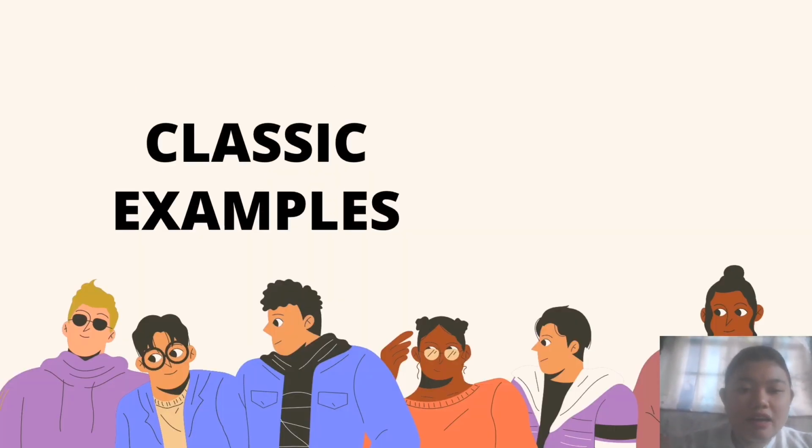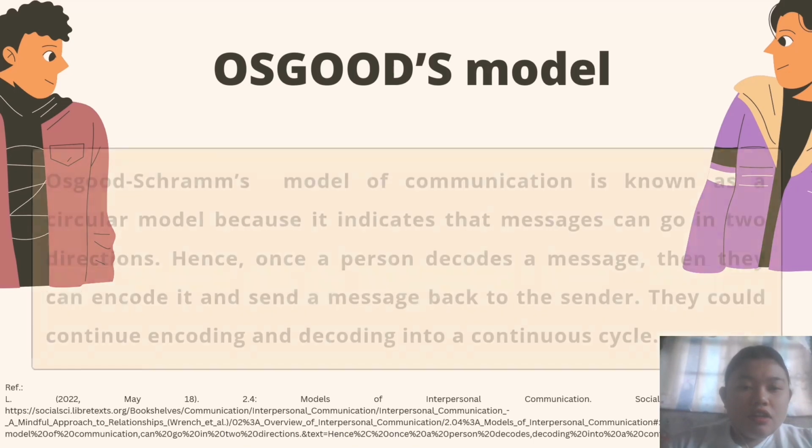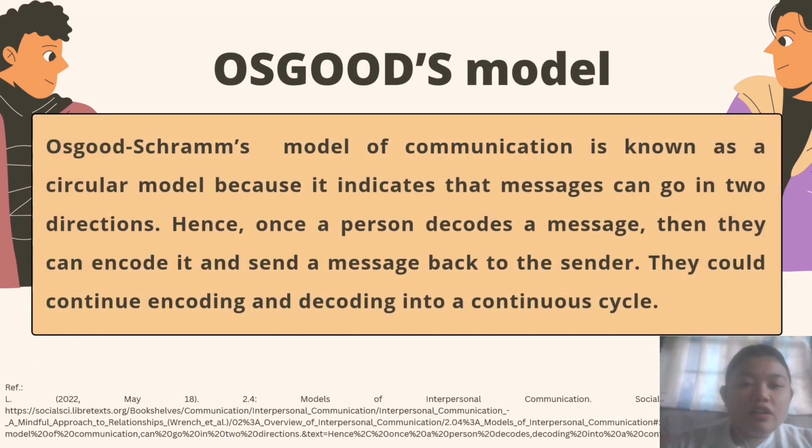We have an example for the transactional model. We have classic examples. First, we have Osgood's model in the year 1971. Osgood-Schramm's model of communication is known as a circular model because it indicates that messages can go in two directions. Hence, once a person decodes a message, they can encode it and send a message back to the sender. They can continue encoding and decoding it in a continuous cycle.